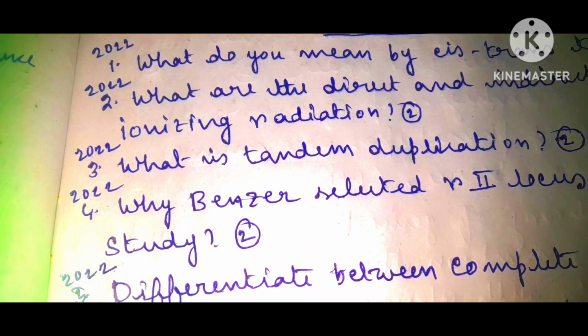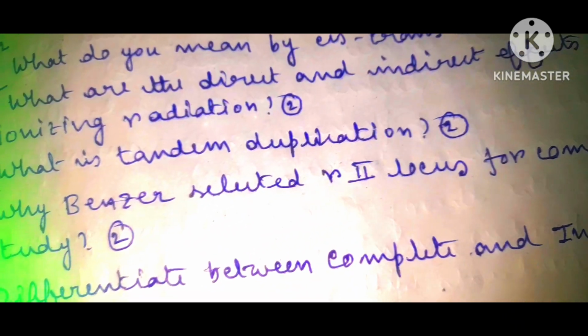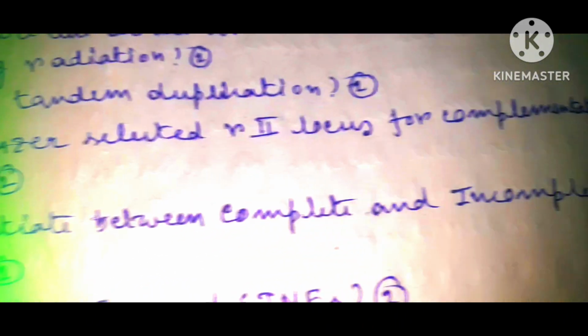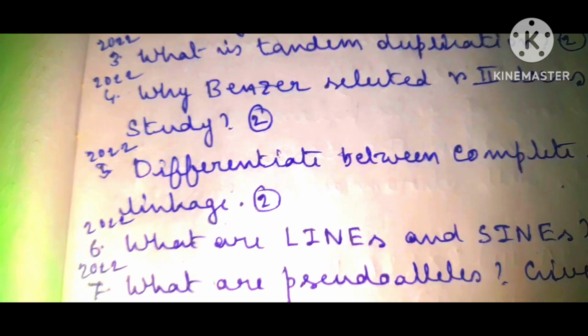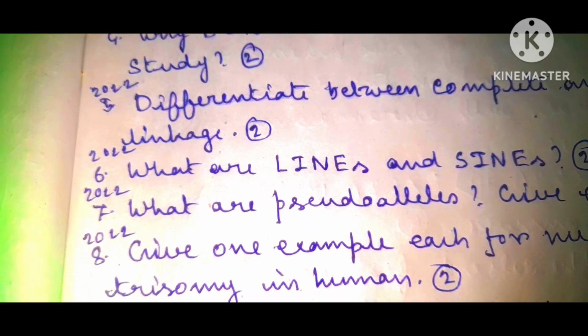What are the direct and indirect effects of ionizing radiation carrying 2 marks? What is tandem duplication carrying 2 marks? Why Benzer selected R2 locus for complementation study carrying 2 marks? Differentiate between complete and incomplete linkage carrying 2 marks.